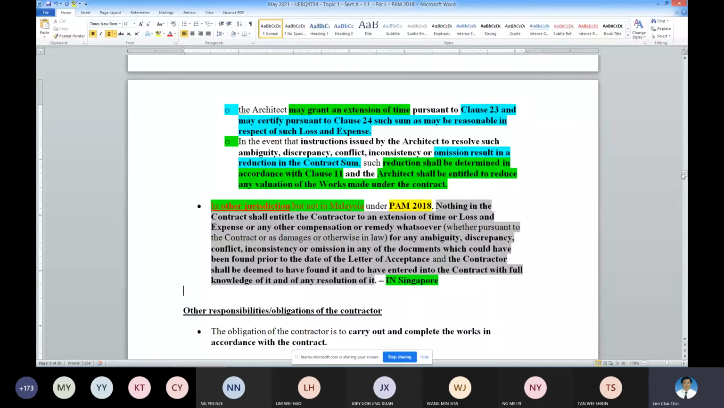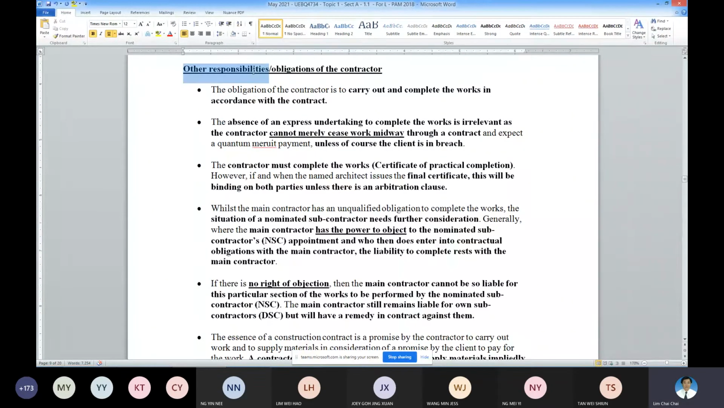Then we go on to the other responsibilities of the contractor: to carry out the work according to the contract. This is the fundamental responsibility. You cannot stop the work midway. I keep on saying that once you sign the contract, you can't run already. You must complete the work until reaching CPC, Certificate of Practical Completion. After that, you wait for the final certificate.